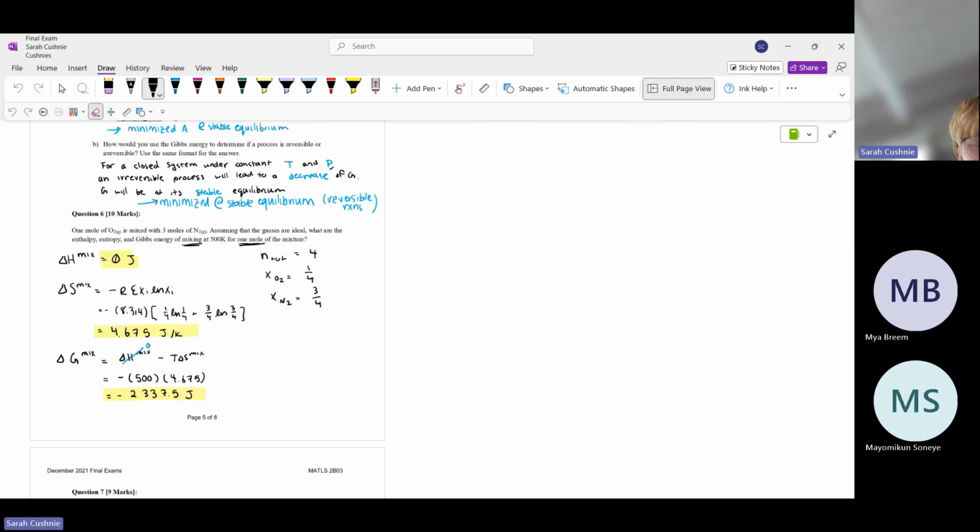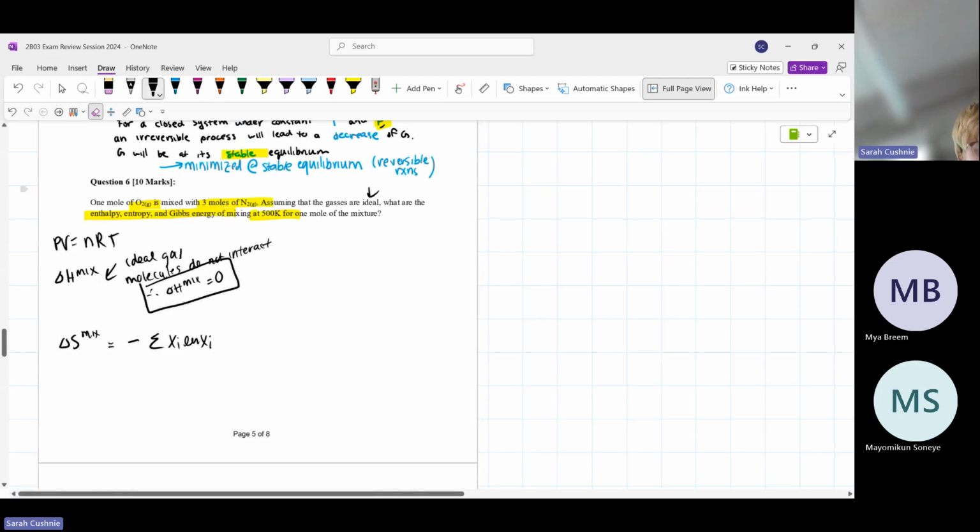Let me just make sure I didn't goof that. Okay. Negative R times the sum of xi ln xi. So R is the gas constant, and this is basically what gives us our units for this, and then xi ln xi, x is the molar fraction within the mixture. So let's figure out what that is.